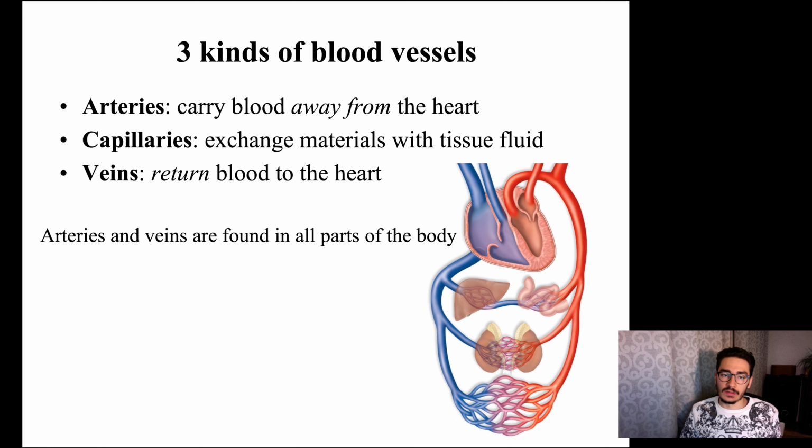So let's talk about the different types of vessels we have. We have arteries, capillaries, and veins. All of them have very specific structure and function. So first of all, arteries carry blood away from the heart. So you should remember this. If any type of blood vessel is gonna leave from the heart, it's gonna be an artery. It's gonna have artery-like structure.